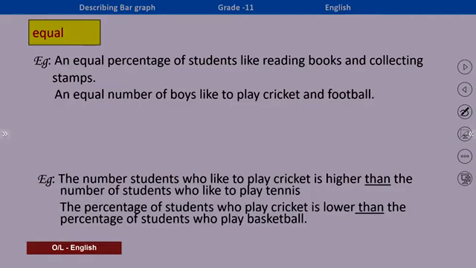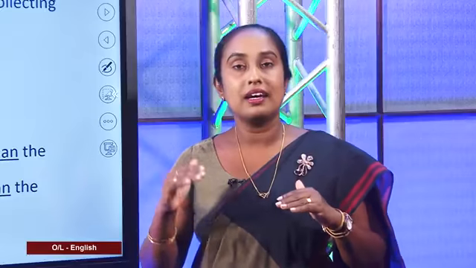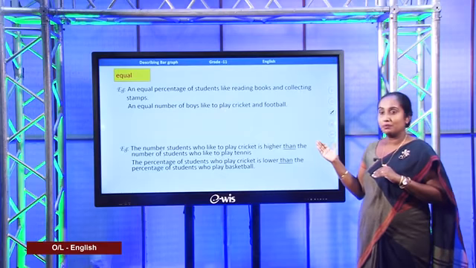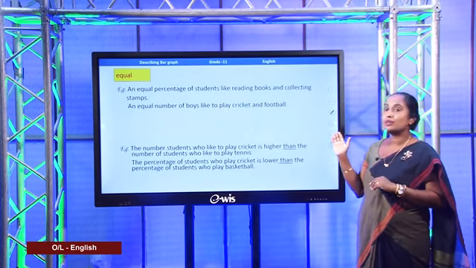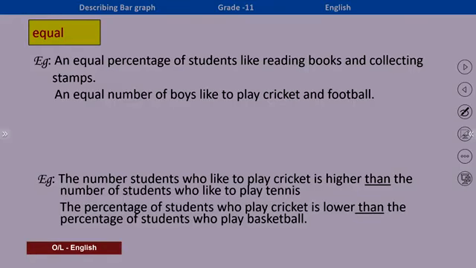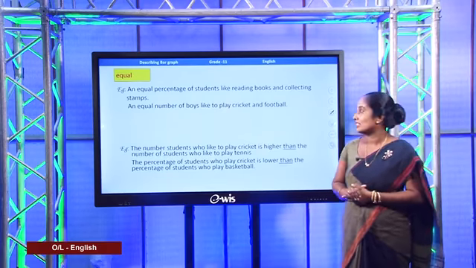The word equal. Right? Let's see how it is used in the example. An equal percentage of students like reading books and collecting stamps. Equal means, my dear children, same levels. Similar levels of bars are in the bar graph, right? It means a similar number of students for reading books and a similar number of students for collecting stamps, right? Look at the second example. An equal number of boys like to play cricket and football. Now this is how we have to use the word equal, right?